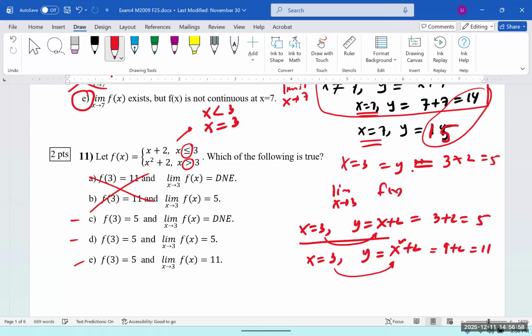Now here, this is the left side because it's only for all the numbers smaller than or equal to x. And this is the y value for all the numbers that are bigger than x. So the left side of the 3 is telling you your y value is 5, but the right side of the x is telling you the y value is 11. So does the limit exist? No. So which of these options has y value 5 and limit doesn't exist? See.